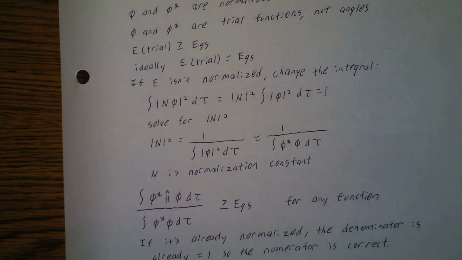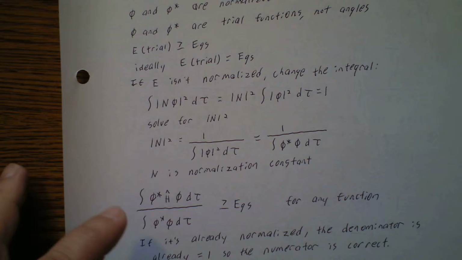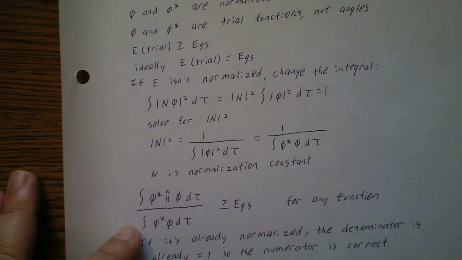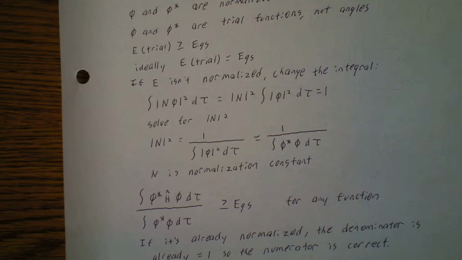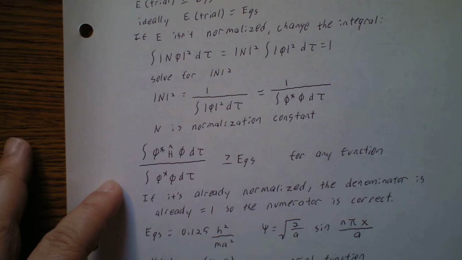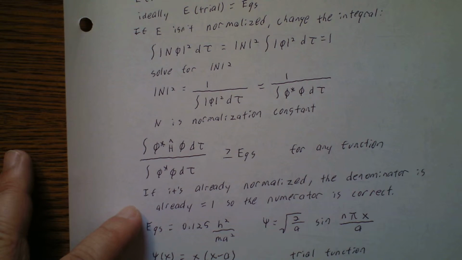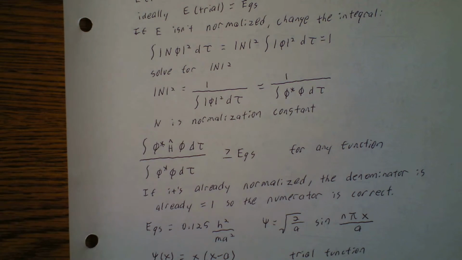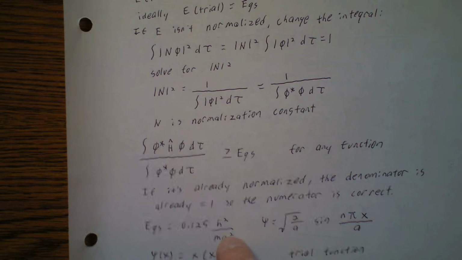So we get the integral of phi star times the Hamiltonian phi d tau divided by the integral of phi star phi d tau. And that's going to be greater than or equal to the energy of the ground state for any function. Now if it's already normalized, the denominator is already equal to 1. So the numerator is all we need.